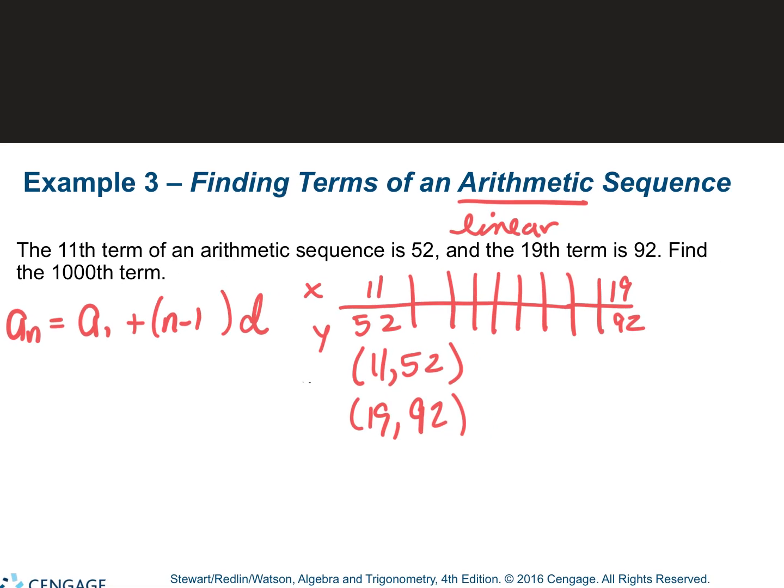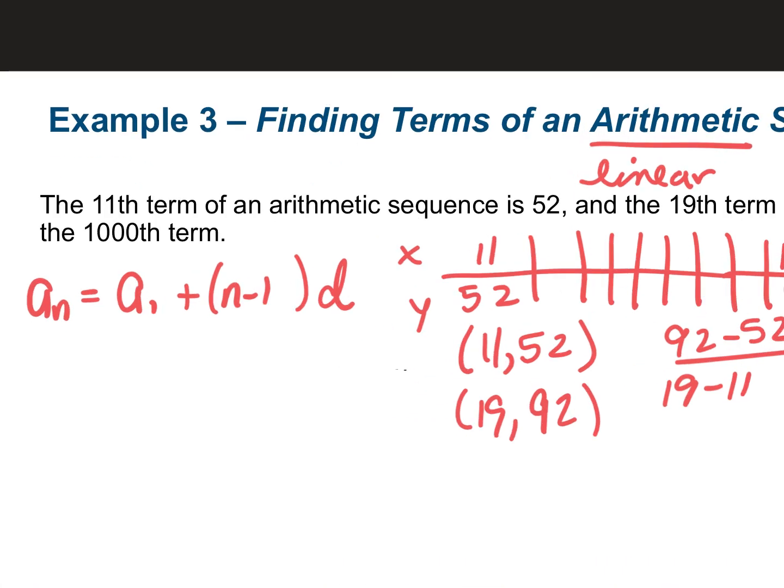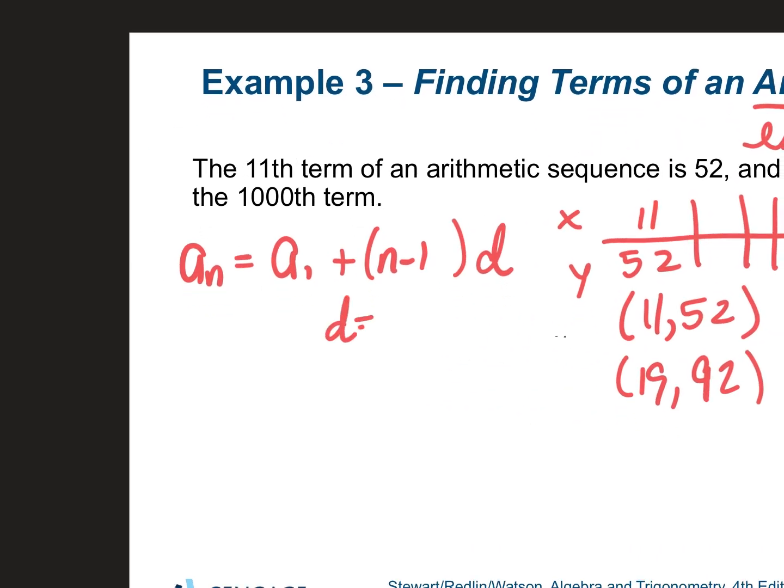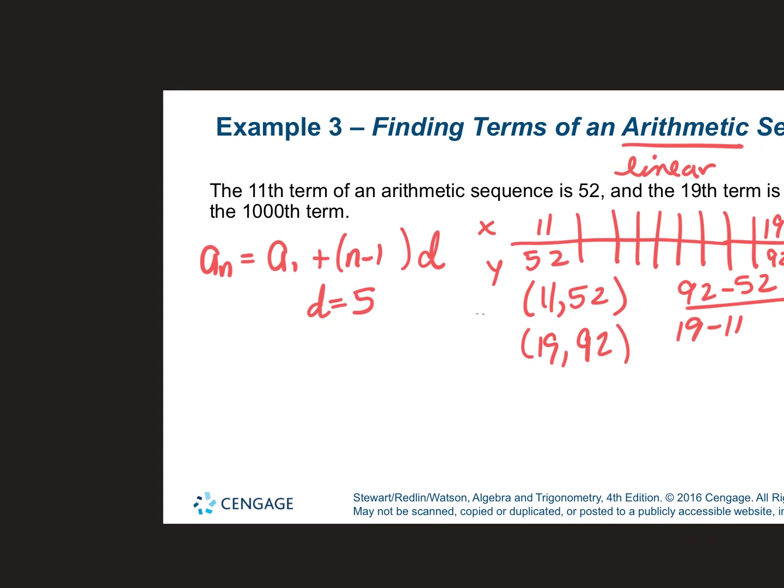And now we just find the slope. So 92 minus 52 over 19 minus 11. 92 minus 52 is 40, divided by 19 minus 11, which is 8. So what is your common difference each time? It's positive 5. How are you getting from one term to the next? You are adding 5. So again, there's different ways that you could do this. I'm going to show you 2 different ways that I think are perfect. But use what they have given you to figure out what the first term is.